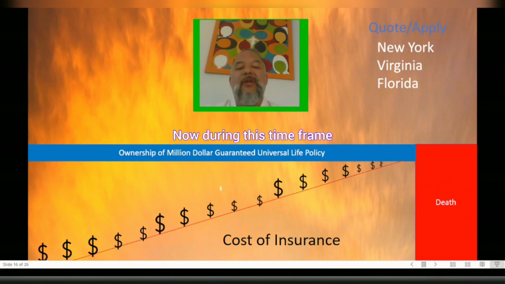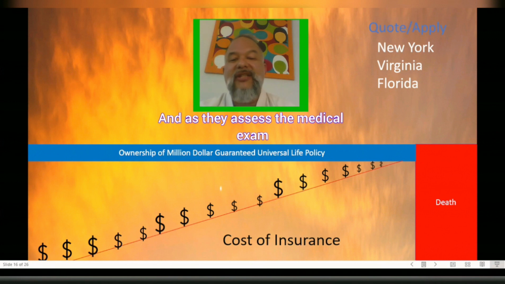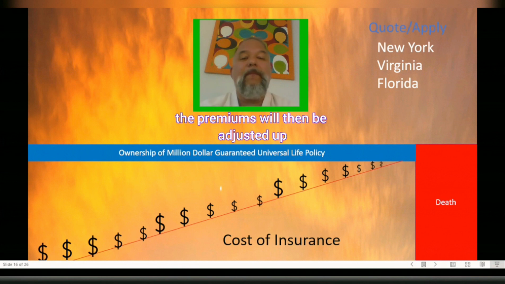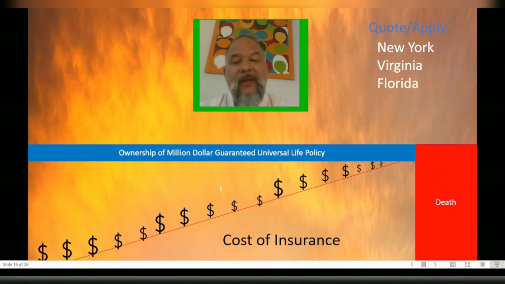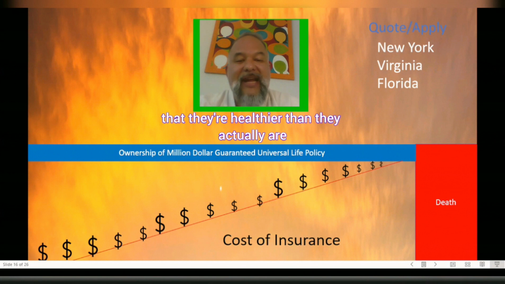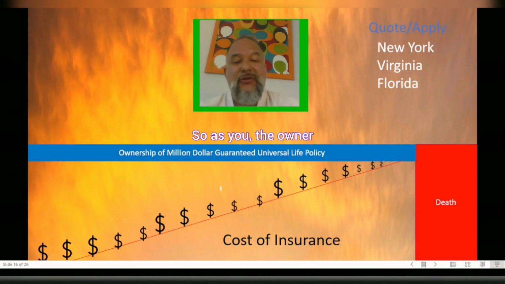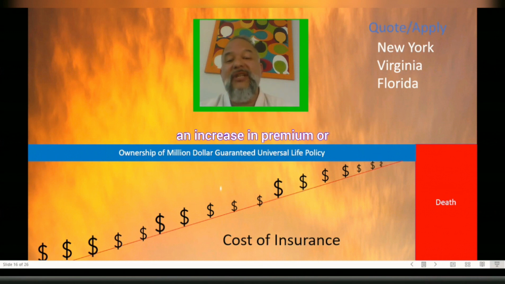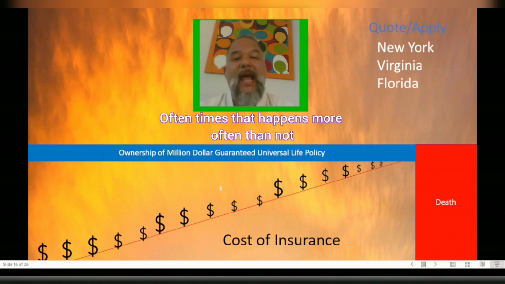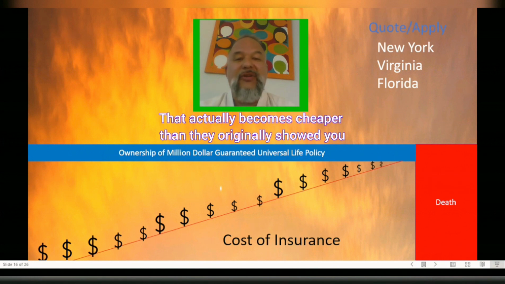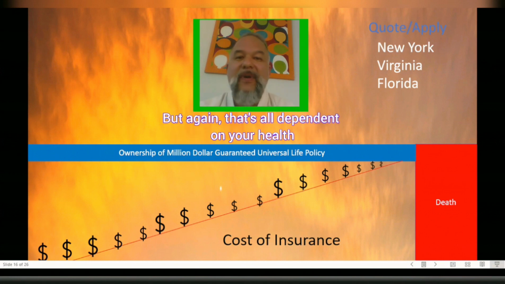Now, during this time frame, the insurance company will offer you what is called a conditional receipt, and as they assess the medical exam, after the analysis is complete, the premiums will then be adjusted up or down in relation to their findings. Now, keep in mind, many people think that they're healthier than they actually are. So, as the owner of the contract, you'll have the opportunity to either accept an increase in premium or even a decrease. Oftentimes that happens more often than not, that it actually becomes cheaper than they originally showed you. But again, that's all dependent on your health.